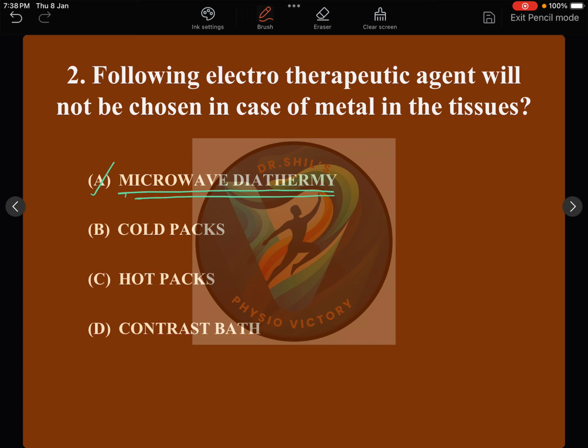Microwave diathermy basically uses electromagnetic waves to generate deep heat, but it is contraindicated in patients with metal implants, pacemakers, or foreign bodies because the metal can absorb and concentrate energy, leading to burn or tissue damage.